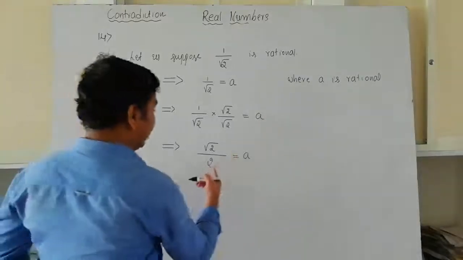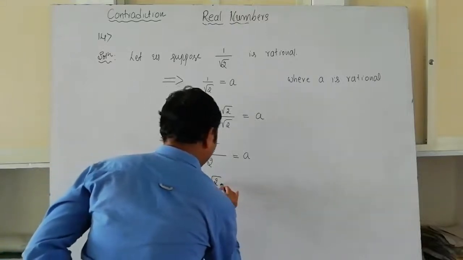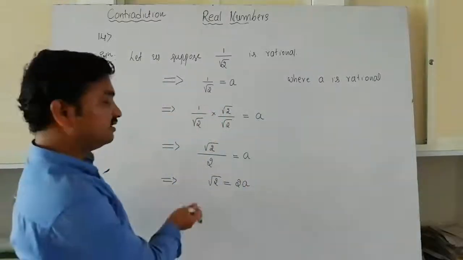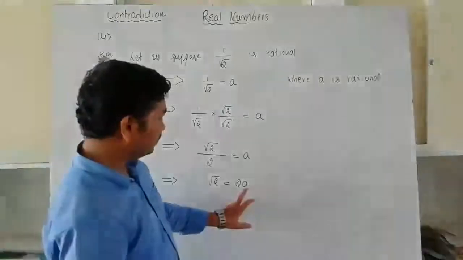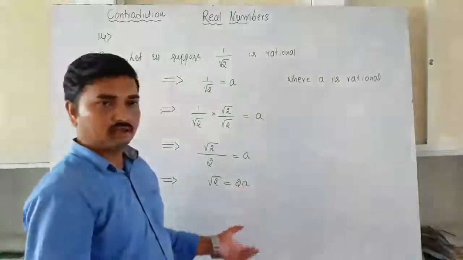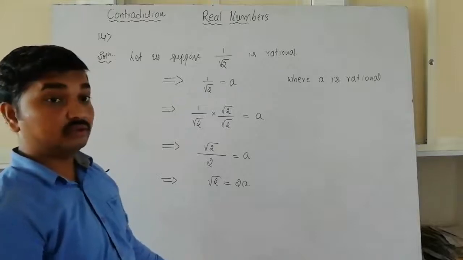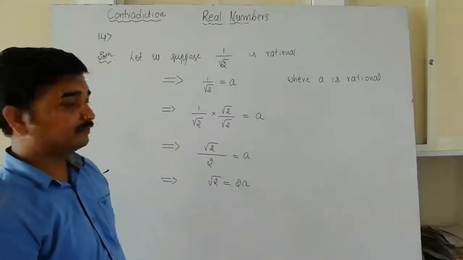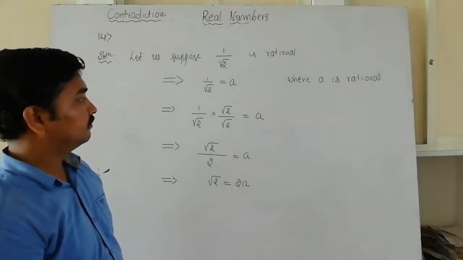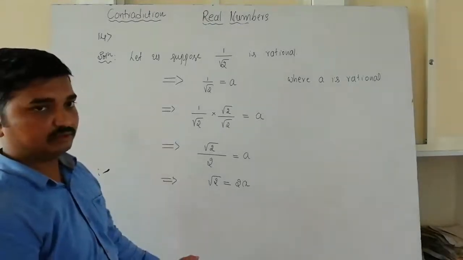Okay, so now you need to cross multiply this towards the right hand side. It will become root 2 is equal to 2 into a. Okay, so this is the final step. After this you need to write the conclusion. This is because you know that a is rational, 2 is rational, rational into rational is rational, and the left hand side is irrational. Okay, contradiction. Write the conclusion. Is it clear for you? Okay, if you want, write this down.